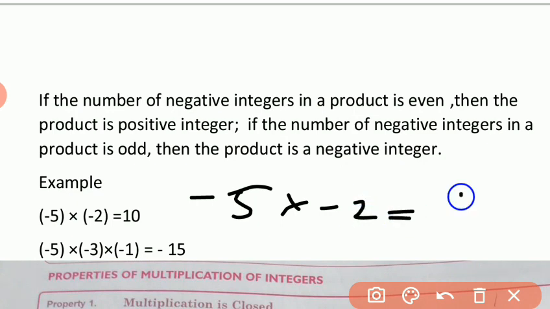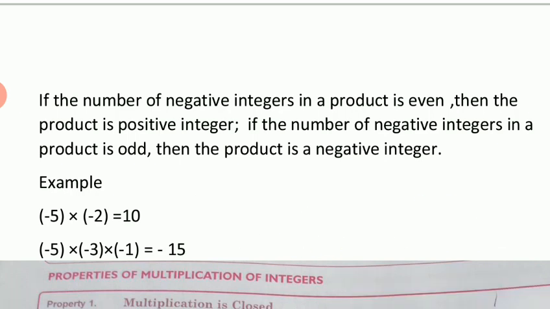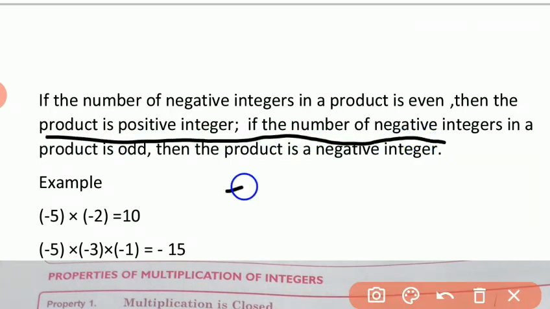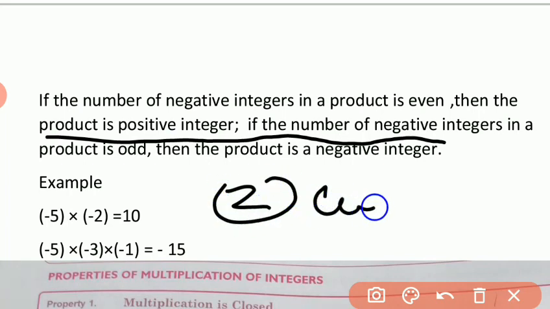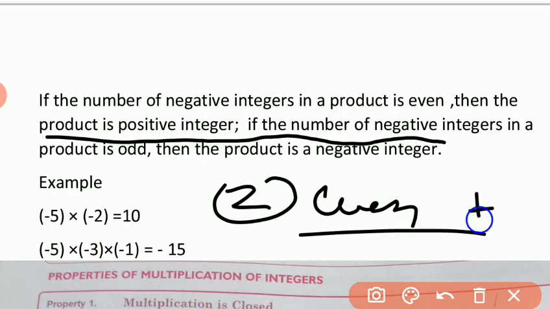So first we'll multiply. 5 2s are 10, and minus into minus is plus. So here one rule is given that if the number of negative integers in a product is even, minus 5 and minus 2, how many negative integers are given? 2, and 2 is even. If the number of negative integers in a product is even, then the answer will always be positive.